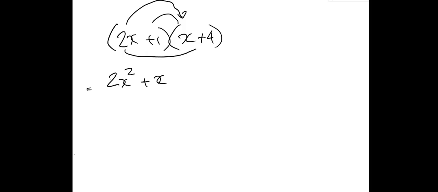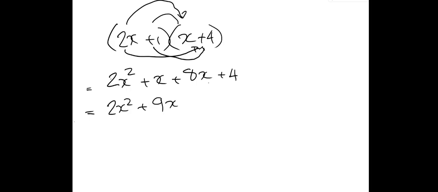2x goes to positive 4 is 8x, and lastly the 1 goes to the 4, plus 4. Collect up those terms. 2x squared plus, 1x plus 8x is 9x, plus 4, and we're done for that.